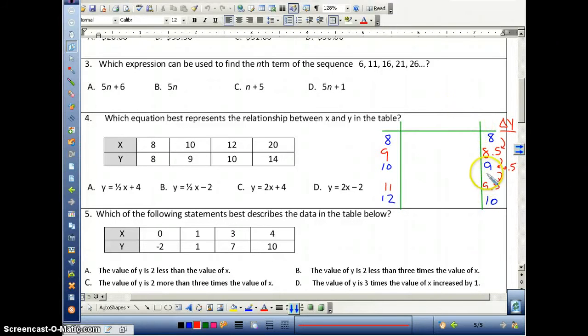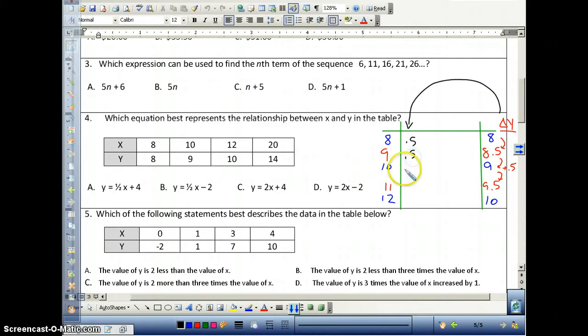Well, the change in your y value is 0.5. It increases by 0.5 each time. So my little hint to you guys when we actually did this in class was take that change in your y value and put it right here in your process. 0.5, 0.5, 0.5, all the way down the line.